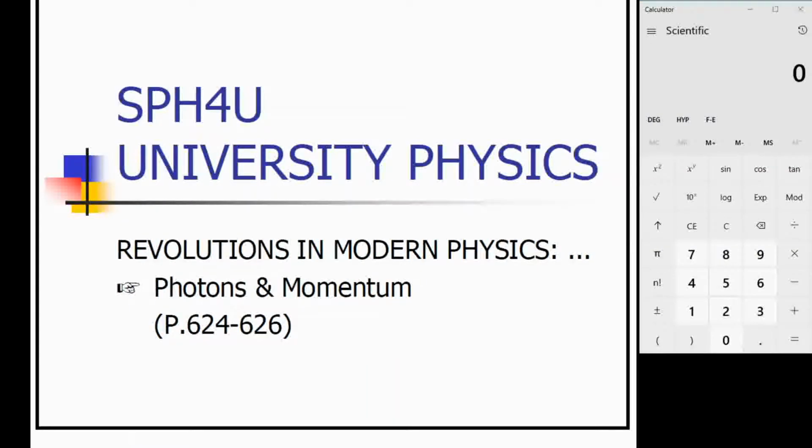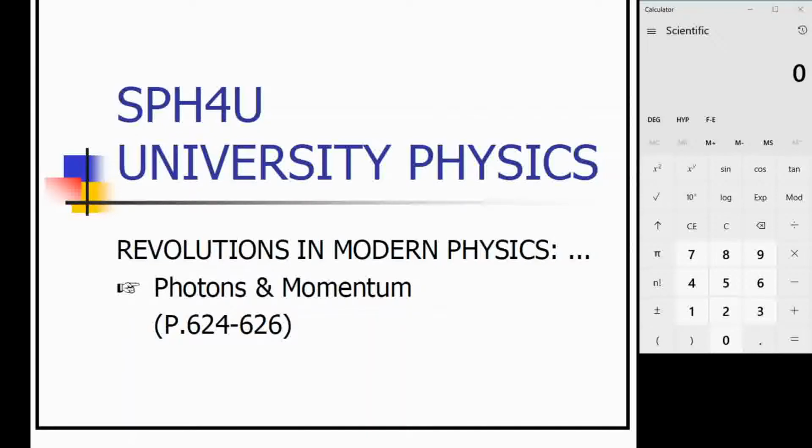The next part of the quantum theory that we need to study, it's still section 12.2 from your textbook, but now we're going to look at starting at page 624. And this is when we're going to look at photons and momentum. So last lecture we talked about photons being emitted.